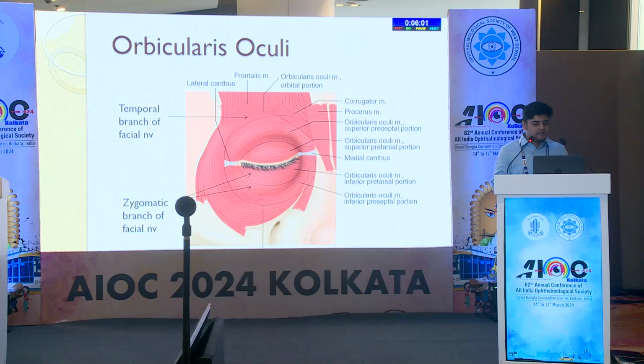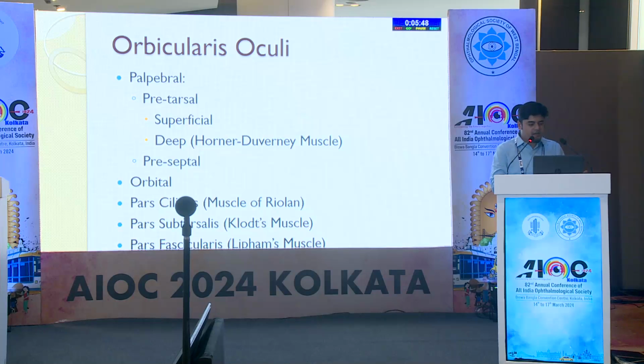It has various parts, and the orbital portion is supplied by the temporal branch of the facial nerve, and the zygomatic branch of the facial nerve supplies the palpebral part, the preseptal and the pretarsal. Here we can see the different parts, which I have already mentioned. The pretarsal part is further subdivided into superficial and deep. The deep is also known as the Horner-Duverney muscle.